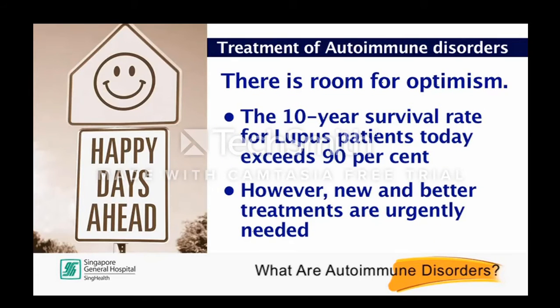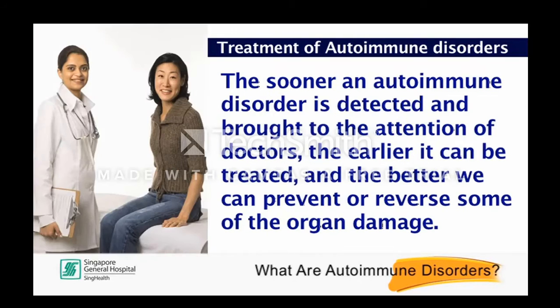There is room for optimism. The 10-year survival rate for lupus patients today, for example, exceeds 90%. However, new and better treatments are urgently needed. The sooner an autoimmune disorder is detected and brought to the attention of doctors, the earlier it can be treated and the better we can prevent or reverse some of the organ damage.